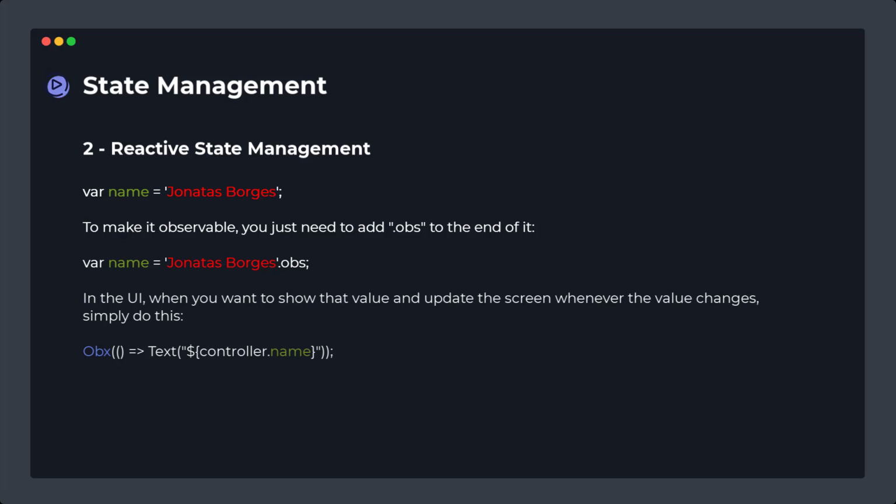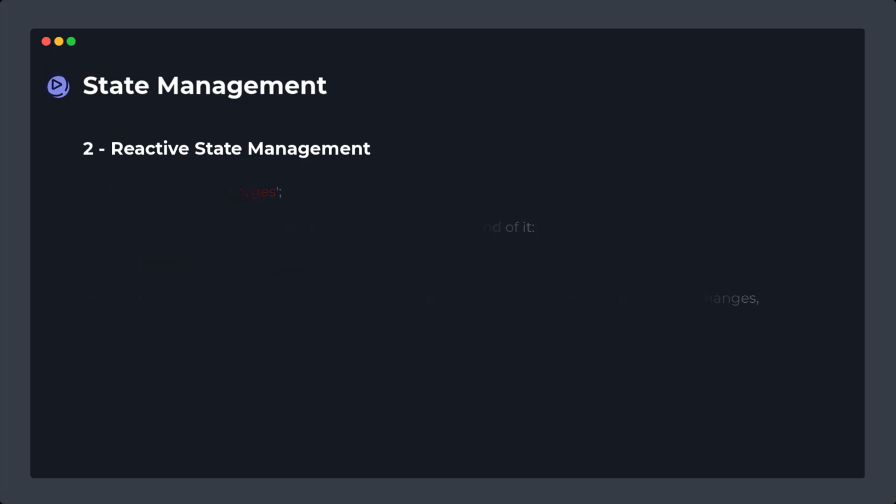Now again, we have two ways to manage our reactive state inside Flutter. The first one is GetX. The second one is Obx. The above example was the Obx widget, which is the observer widget, which is very simple and very useful. But we also have another one, which is GetX.